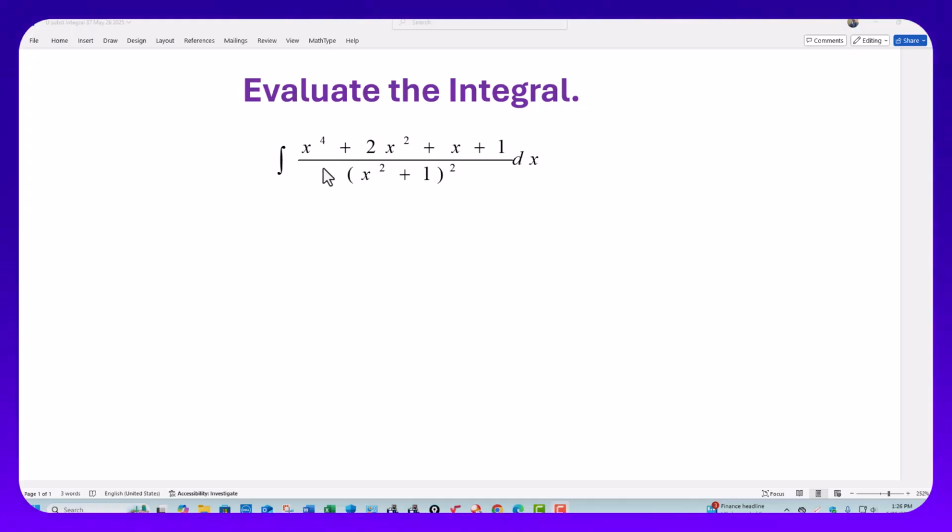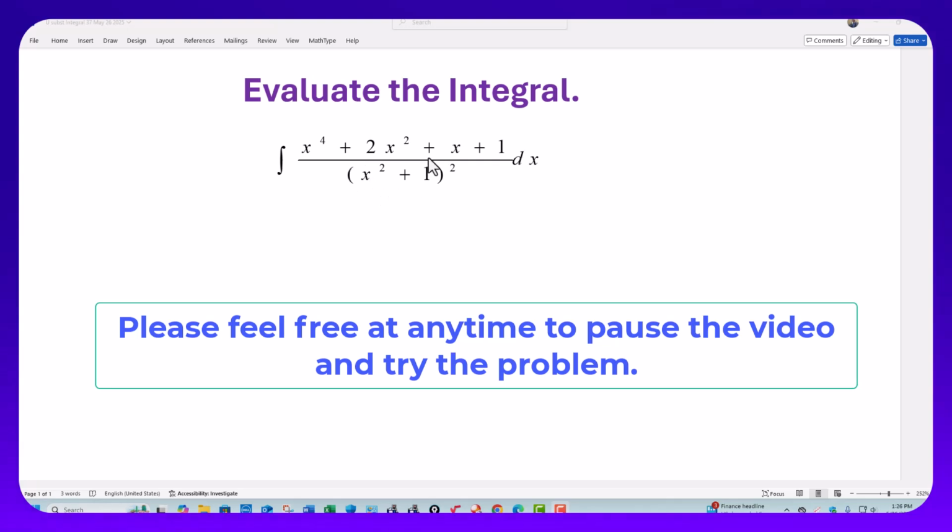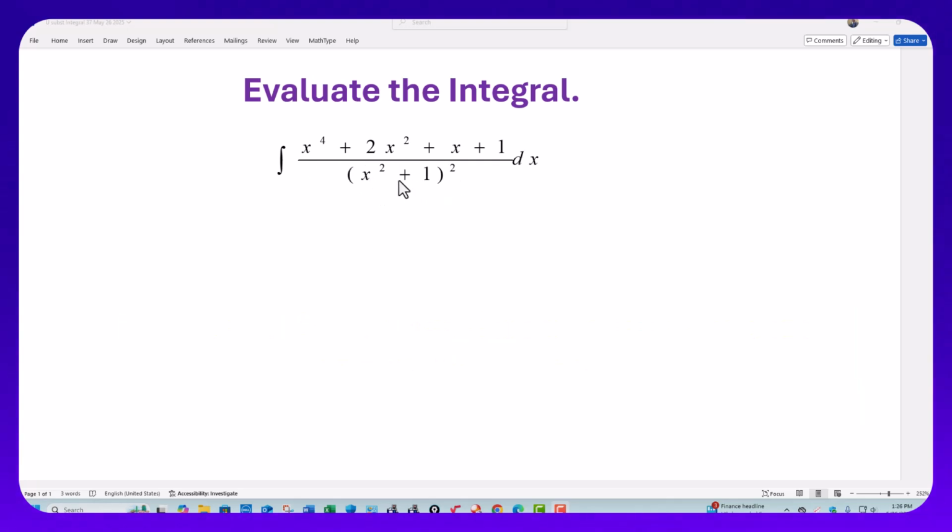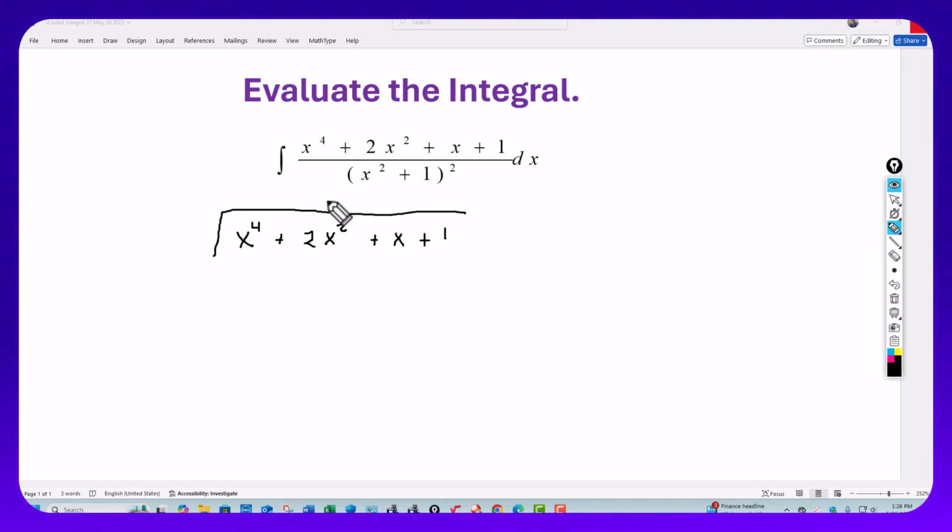With this integral here, we have a rational expression for the integrand. But notice if I square the denominator here, if I expand it, that'll give me a fourth degree polynomial, and I have one in the numerator. So we're going to do a long division here. So I have the numerator there, and we divide by the denominator. We'll go ahead and expand it.